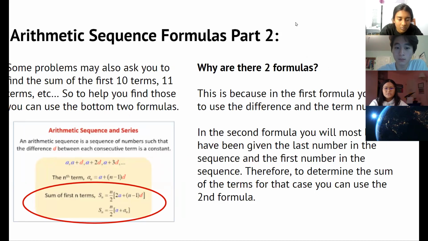So why are there two formulas? This is because in the first formula, you need to use the difference and the term number. But the second formula, you are most likely going to use if you have been given the last number in the sequence and the first number in the sequence. Therefore, to determine the sum of the terms in that case, you can just use the second formula.